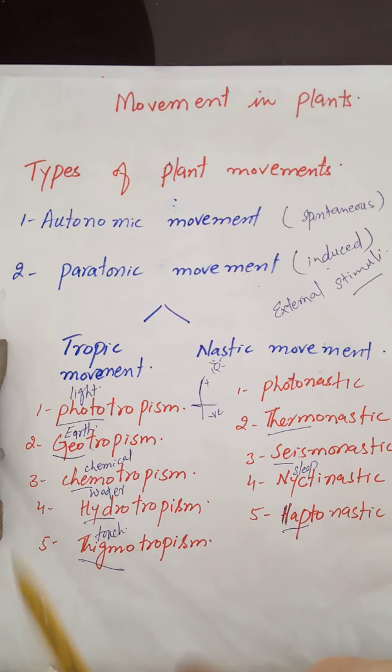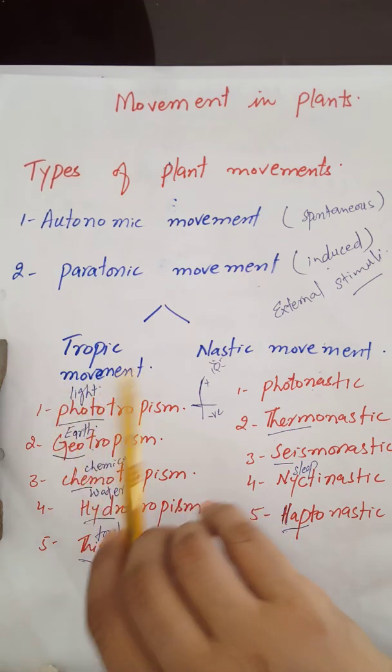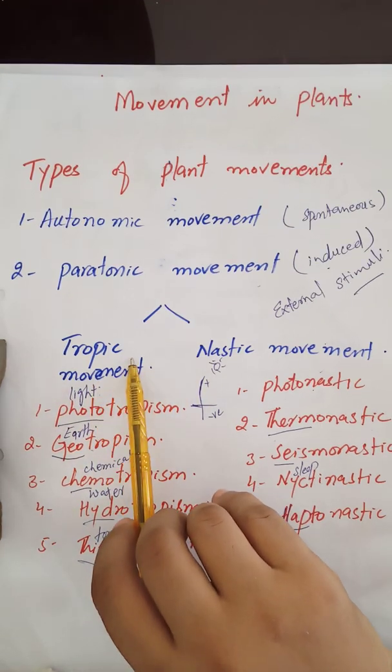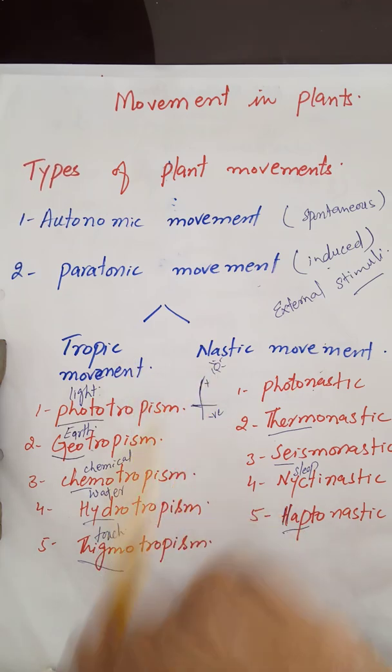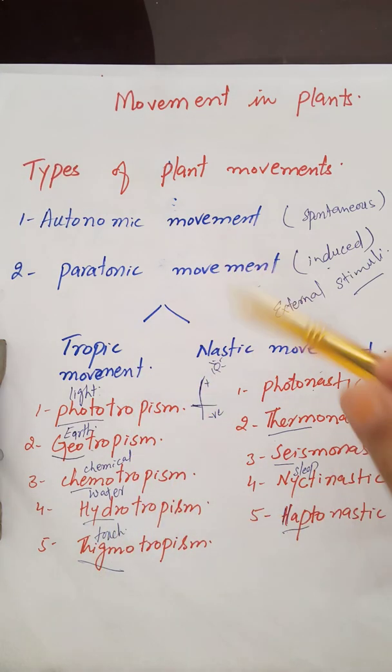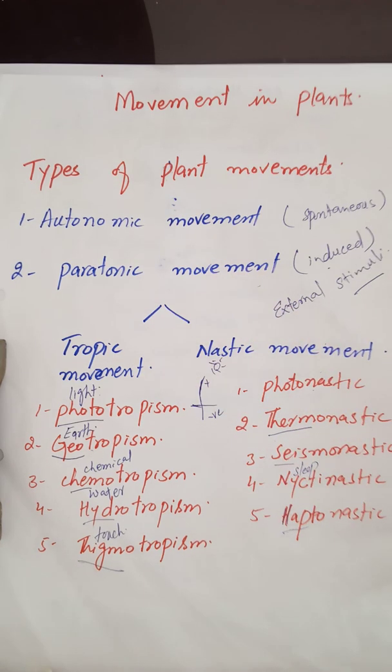So what is the difference between tropic movement and nastic movement? Tropic movements are directional movements and nastic movements are non-directional movements. This was some kinds of the movement in plants. So you have to read it very carefully and make your own notes and send them to me in my WhatsApp group.